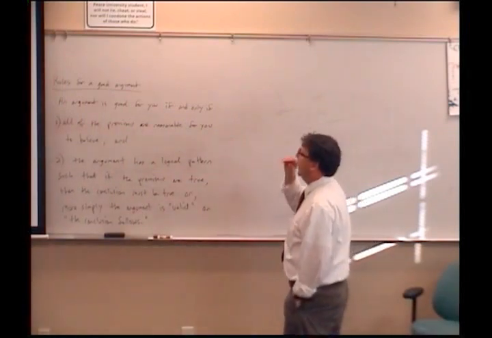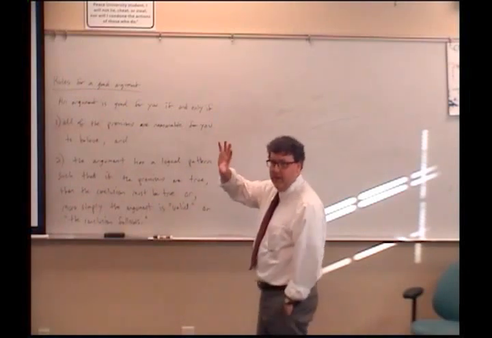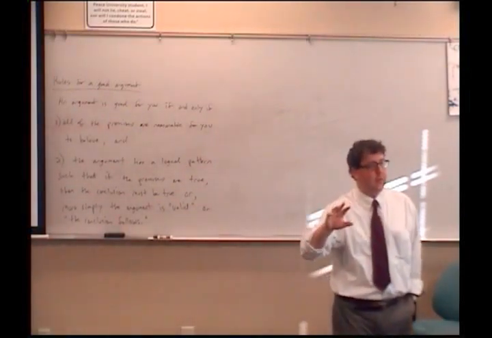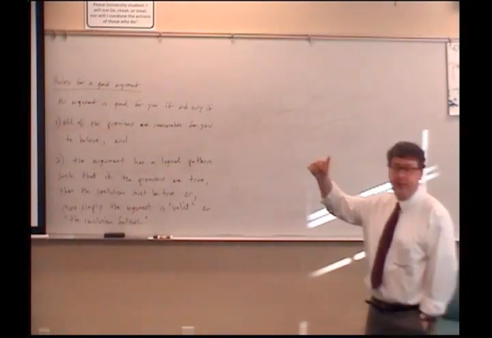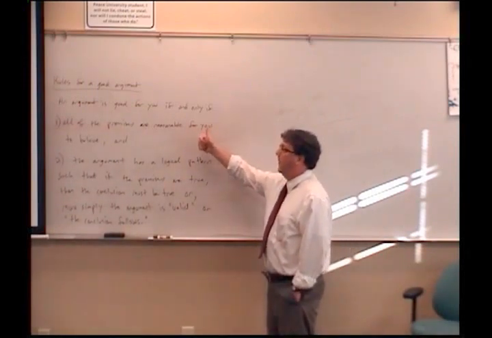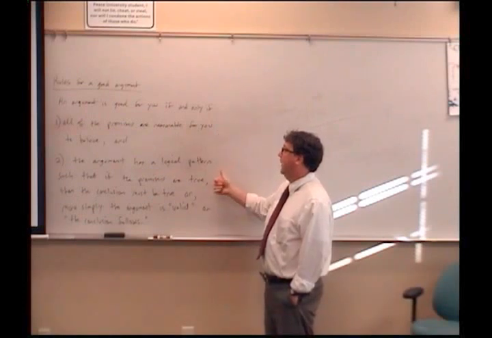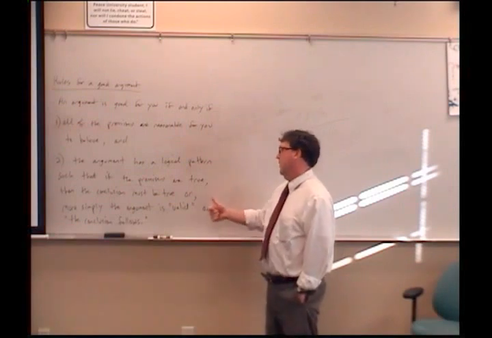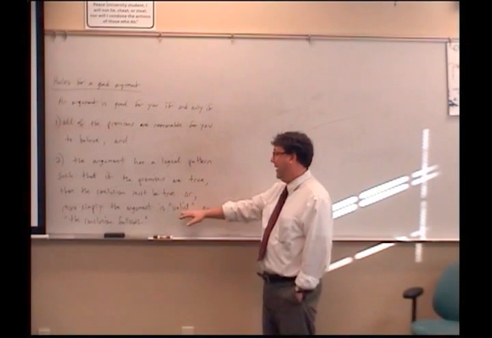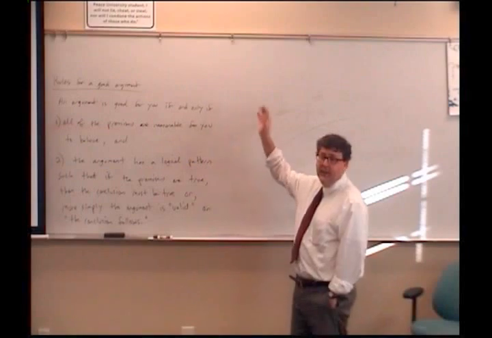All right, rules for a good argument. An argument is good for you if and only if 1 and 2. So right off the bat, in order for an argument to be good, it's got to obey both rules. And if it messes up one of them, then it's not a good argument. The first rule is that all of the premises are reasonable for you to believe. The second rule is that the argument has a logical pattern such that if the premises are true, then the conclusion must be true. Or more simply, a lot of times I'll say the argument's valid, or I'll say the conclusion follows. This shouldn't make any sense to you right now.